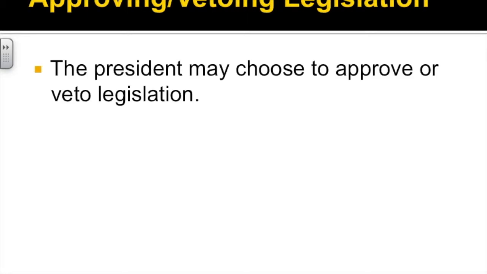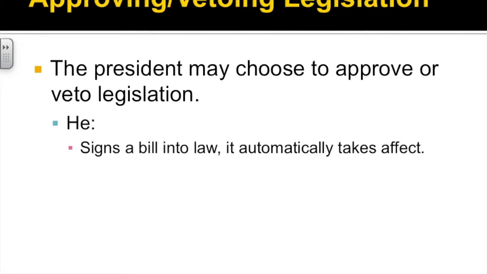He can approve or veto legislation. This is one we've talked about to the max. The president may choose to approve or veto legislation. If he signs it into law, that means he's approved it. It does automatically take effect.